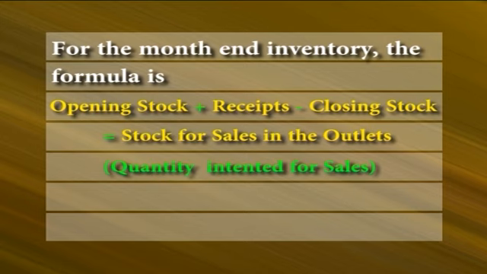Periodical stock taking. For the month end inventory, the formula is opening stock plus receipts minus closing stock equals stock for sales in the outlets, or quantity indented for sales. The calculation is at cost price and the formula yields the price of goods at cost price. The same formula when calculated at selling price of every item gives the sales potential of the outlet.